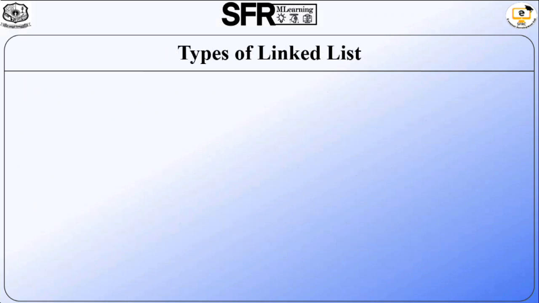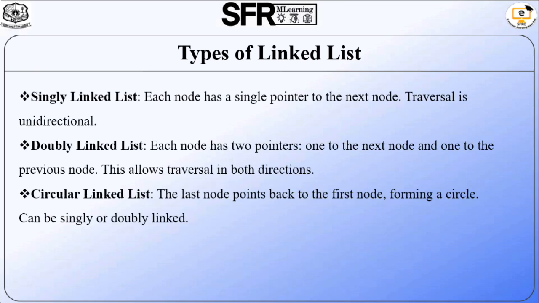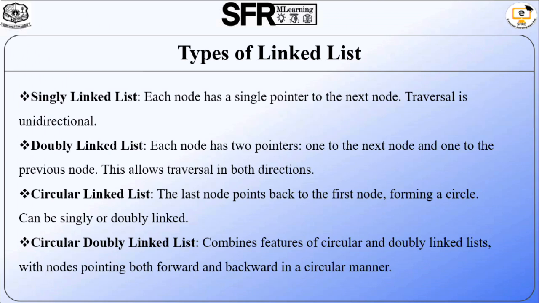Next is types. This is important. We have four types of linked list. The first one is the singly linked list. In this lecture video we focus on the singly linked list only. Each node has a single pointer to the next node. So the navigation is in the forward direction only, there is no backward direction.